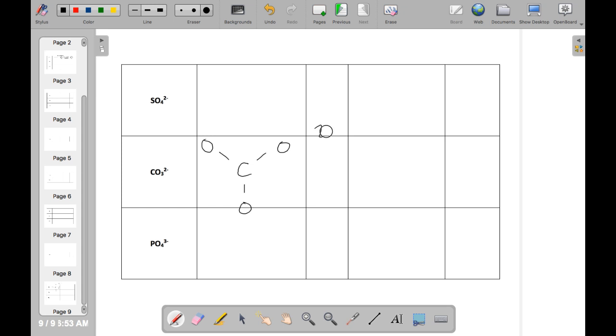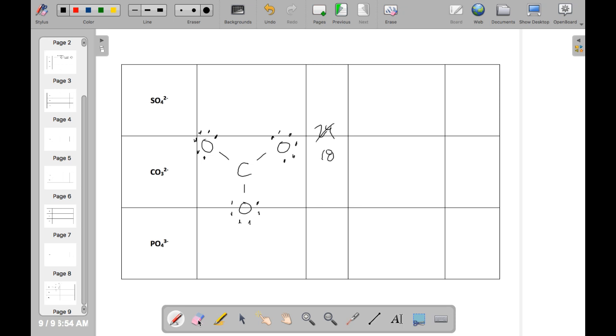Oops, I said we had 24. So we're already down 1, 2, 3, 4, 5, 6. We got 18 left. 1, 2, 3, 4, 5, 6, 7, 8, 9, 10, 11, 12. And then over here, 13, 14, 15, 16, 17, 18.